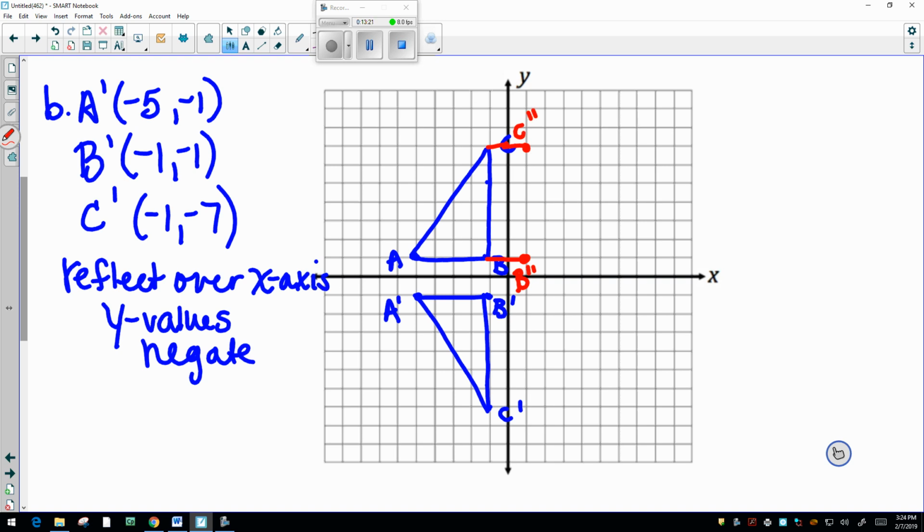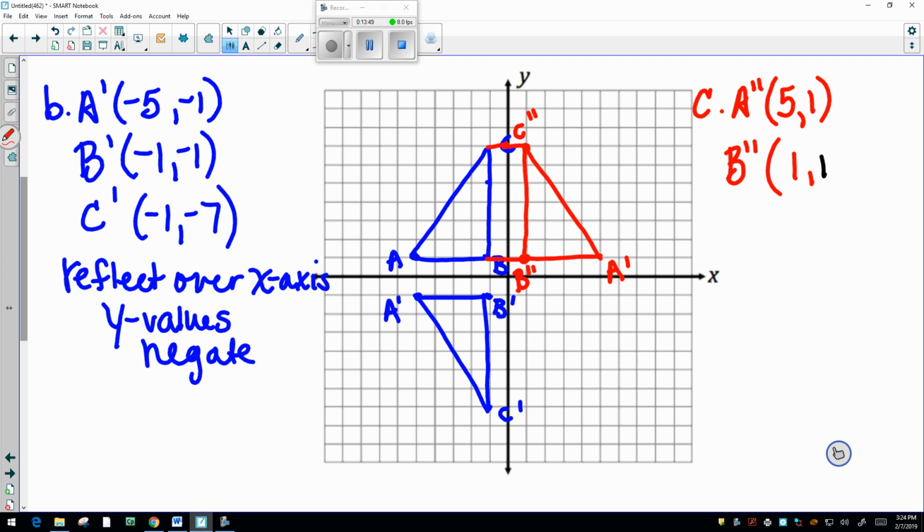For A, I have to count in 1, 2, 3, 4, 5 units, which means I have to count out 1, 2, 3, 4, 5 units. And now I can see that the shape has been reflected over the y-axis. We're getting that mirror image look. And again, if I look at the coordinates, just to kind of see what's going on, I can see A is now at the location 5, 1. Our B value, B double prime, is now at the location 1, 1. And I can see our C double prime is now at the location 1, 7.